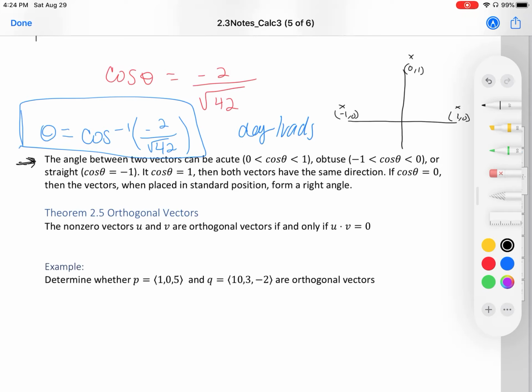Moving forward, the angle between two vectors can be acute when cosine theta is between 0 and 1. It can be obtuse when it's between -1 and 0, or straight when cosine theta equals -1. If cosine theta equals 1, then both vectors have the same direction. If cosine theta equals 0, then the vectors, when placed in the straight position, form a right angle.